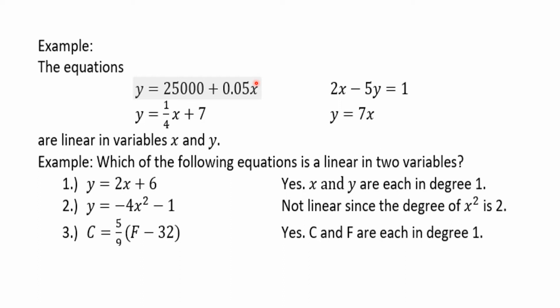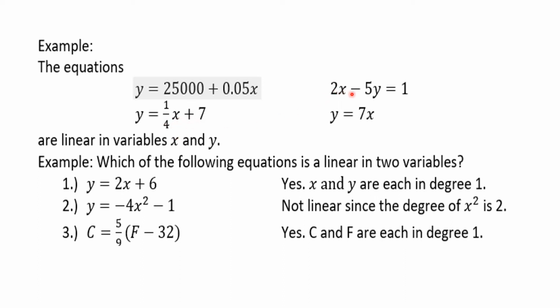So let's have another example. y equals 1/4 x plus 7. Let's look at this equation and see how many variables we have. We have y first, and then x second, so we only have two variables. Now let's check the exponent of each variable. The exponent of y is 1, and the exponent of x is also 1. Therefore, this is an example of a linear equation in two variables.